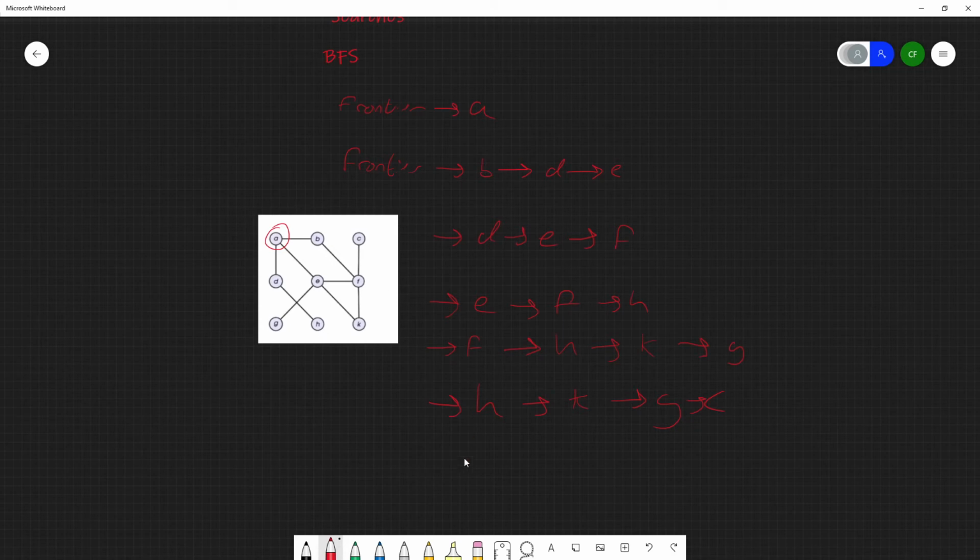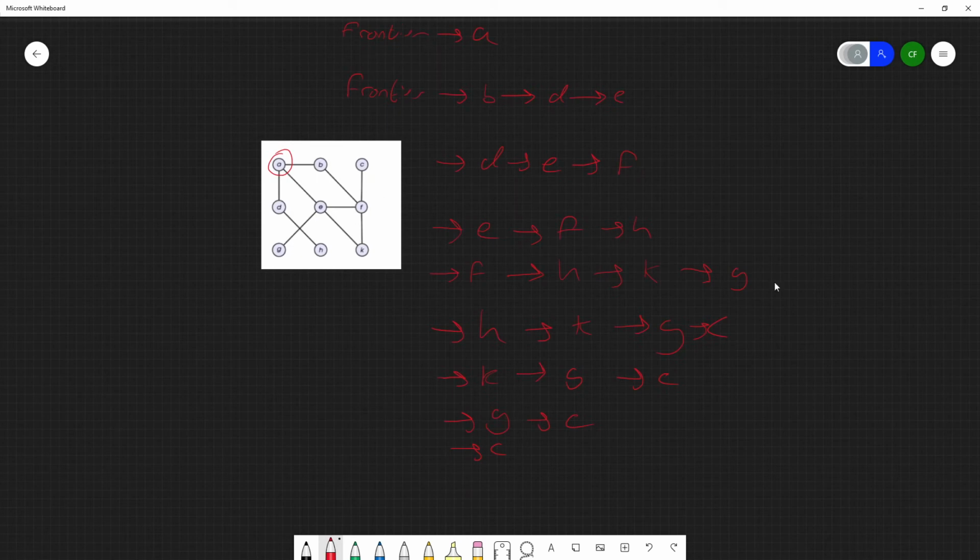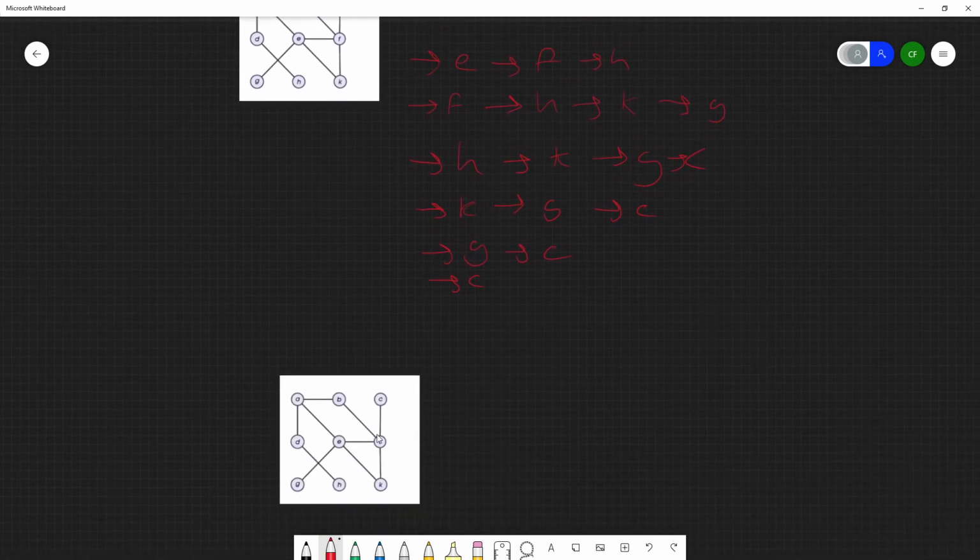We'll search H. That tells us nothing. It's a child node, essentially. It has nothing we have not yet explored. That leaves us K, G, C. We now do K. K doesn't give us anything new, so we just have G, C. G doesn't give us anything new, so that's just C. And C doesn't give us anything new, so that's the end of it. So through that, we have searched the entire graph exhaustively.